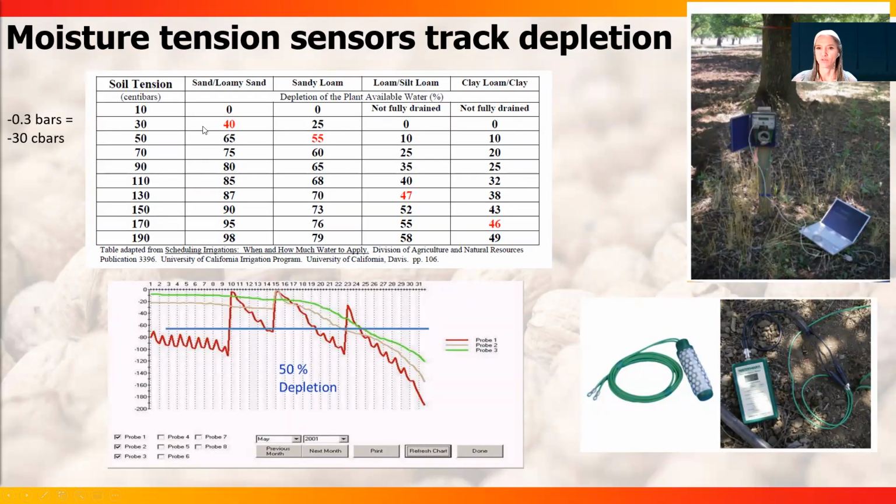In a sandy loam soil, when you reach 30 centibars, this may trigger a need for irrigation, whereas in a clay or clay loam soil, you may reach as far as a negative 177 centibars before there is a need for irrigation. So these tools can help you determine when to irrigate, but they don't tell you how much you need to apply.